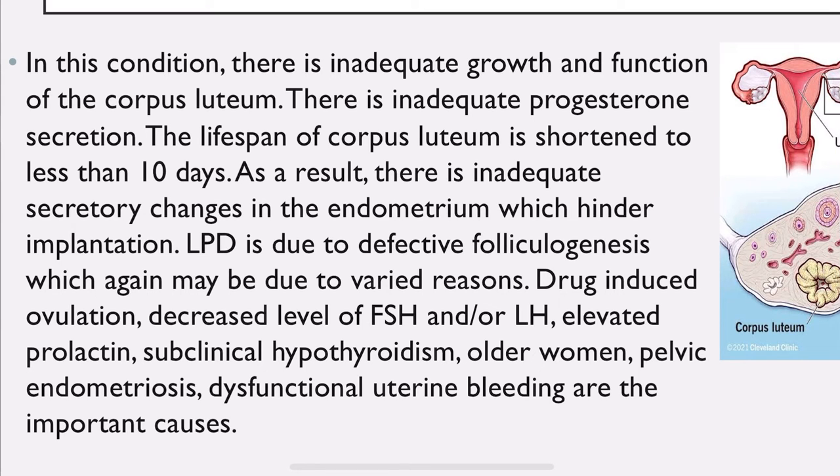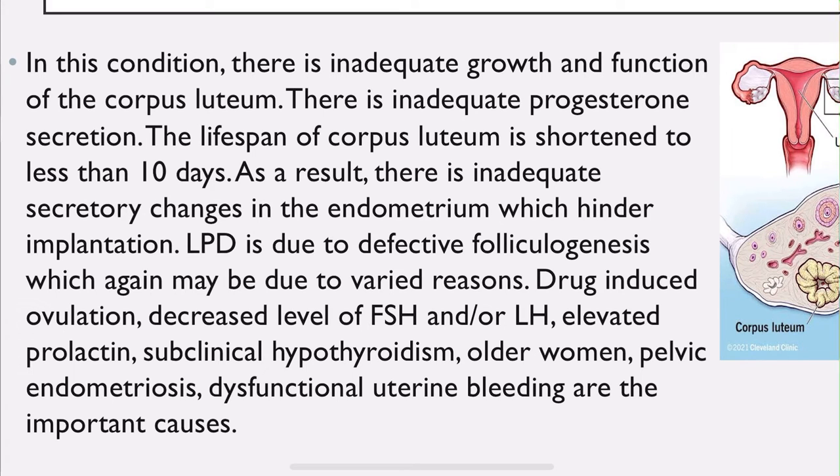We saw, guys, I have already told you in the previous slide, the same thing is repeating here. Even in the luteal phase defect, what happens? No corpus luteum, no progesterone, no proper endometrium for the implantation to occur. Luteal phase defect is due to defective folliculogenesis, which again may be due to varied reasons. Drug-induced ovulation. So you see, there must be some reason for the luteal phase defect to occur. It is because of the drug-induced ovulation. The steroids are given by the physician.